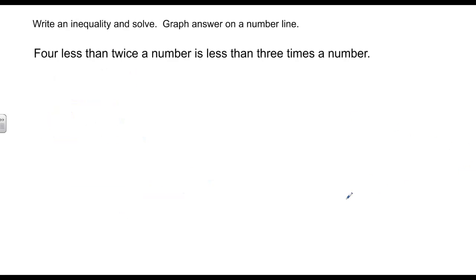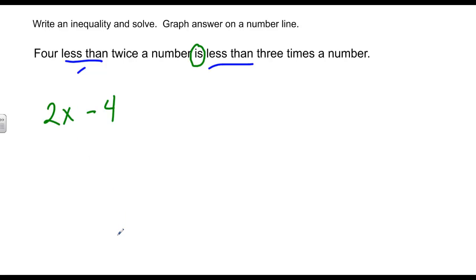Here's a word problem. It says 4 less than twice a number is less than 3 times a number. You'll notice we've got two expressions that say less than in the problem. But that doesn't necessarily mean I have an inequality sign each time. In fact, the word is what's going to help us write an inequality. If I say 4 less than twice a number, I'm talking about 4 less. So I'm talking about subtraction.